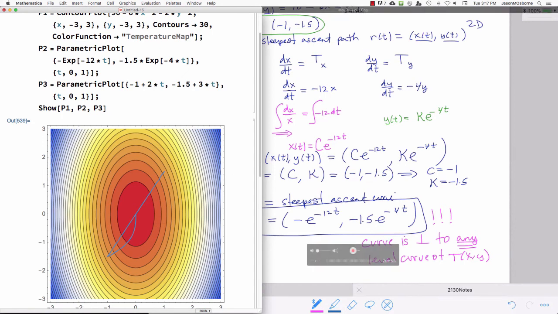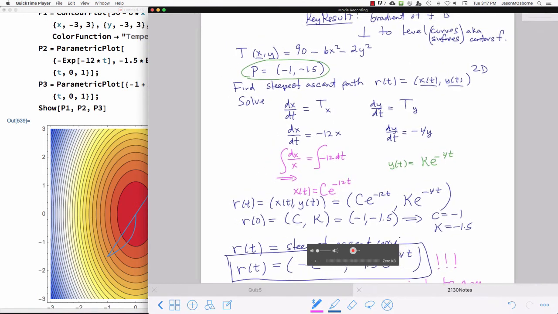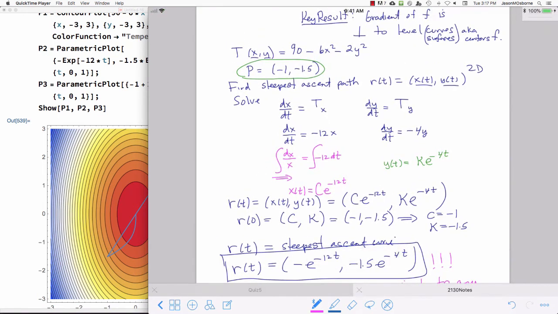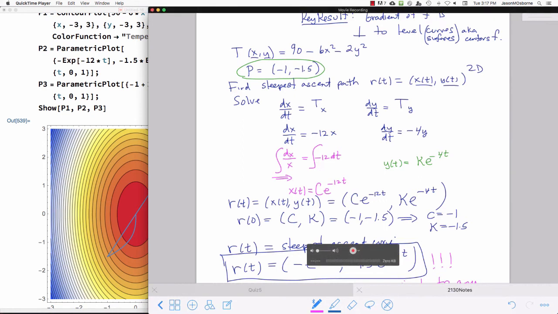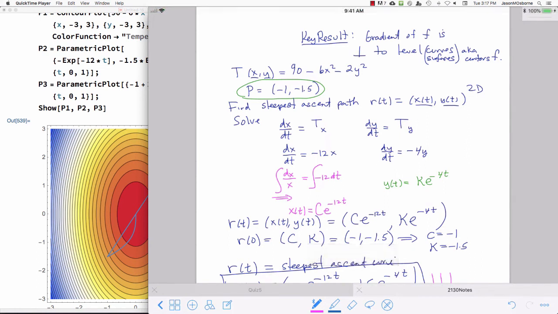So this is an example of a function where the differential equations can be written down and solved. In the next video, we'll look at this result that the gradient of a function is always perpendicular to the level curve, and we'll show a more complicated example where the differential equations are harder to solve by hand. So ends this video.